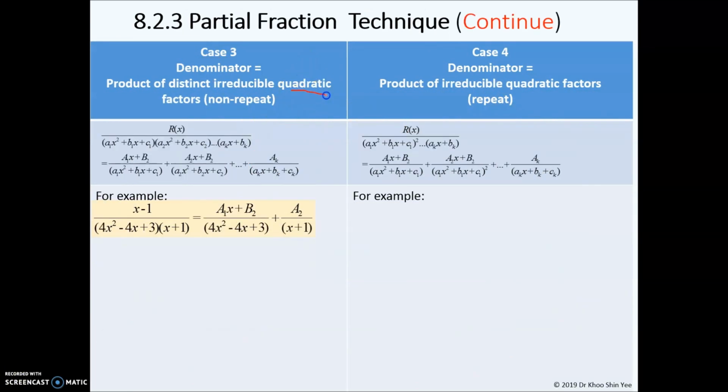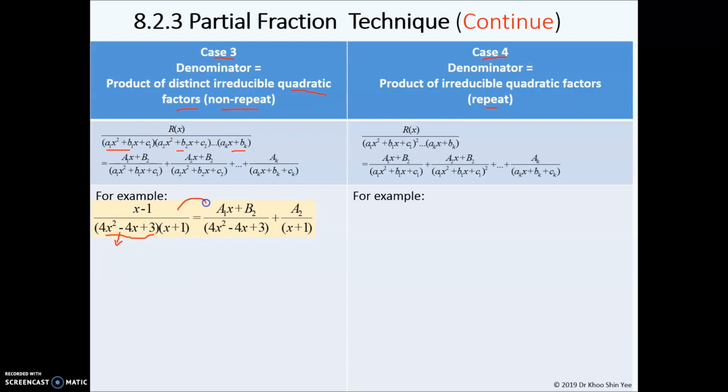So we have the quadratic factor case here. Case 3 is non-repeated. For case 4 you will have repeated quadratic factors. So in general you can see that you have a rational function where you have the quadratic factor. The quadratic factor example is given here, where you cannot further reduce it into linear factors because the root is complex.